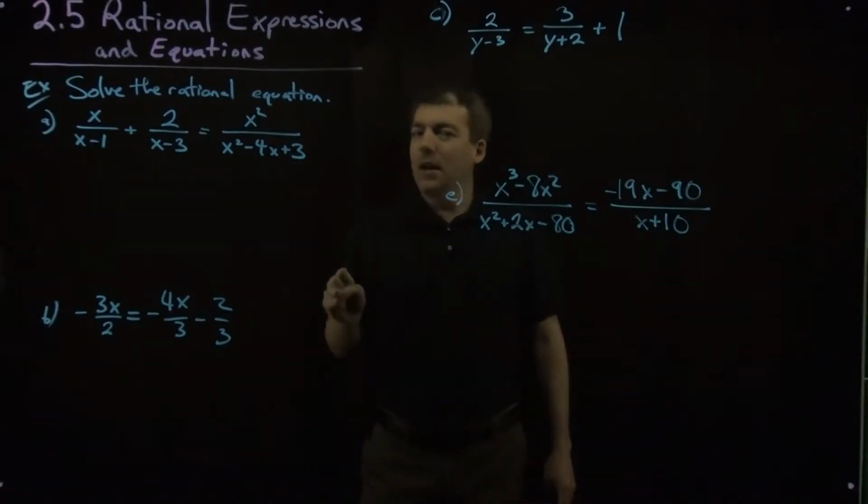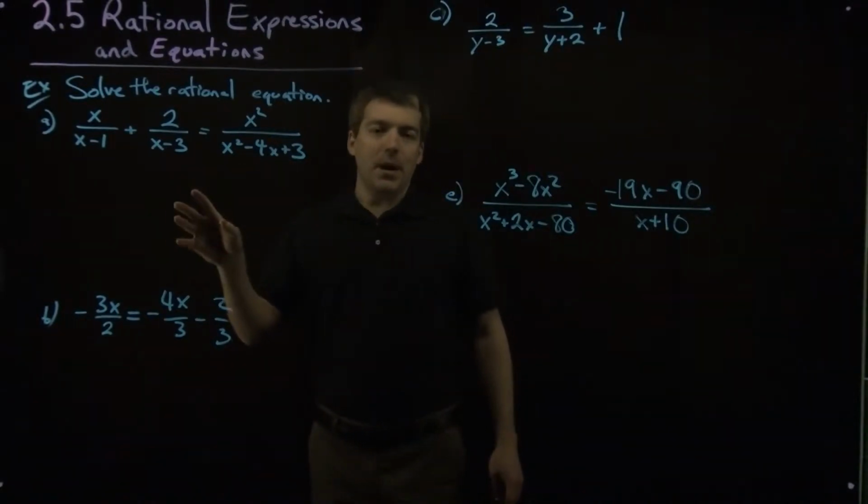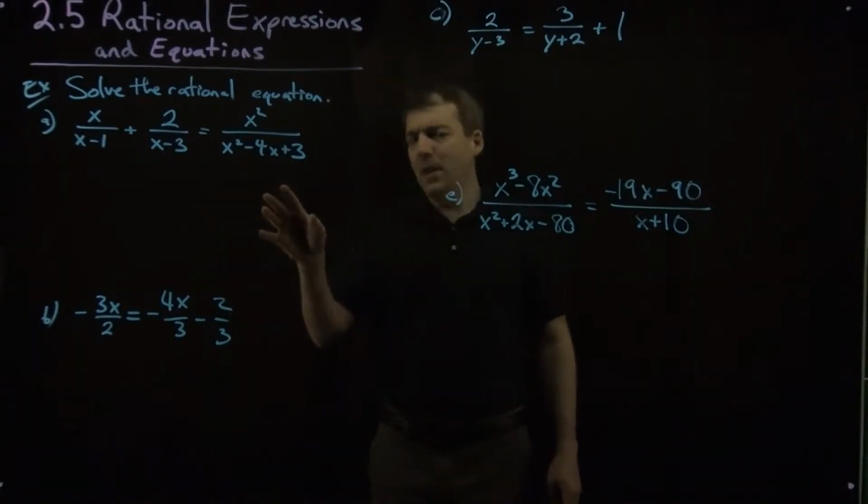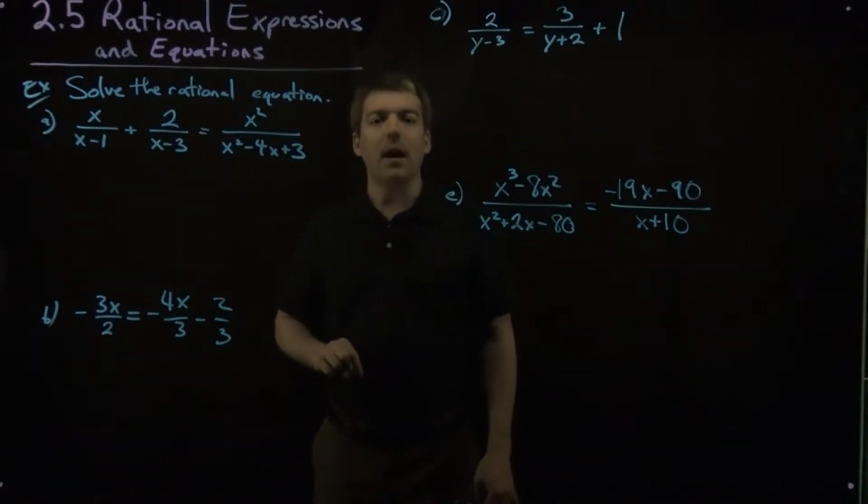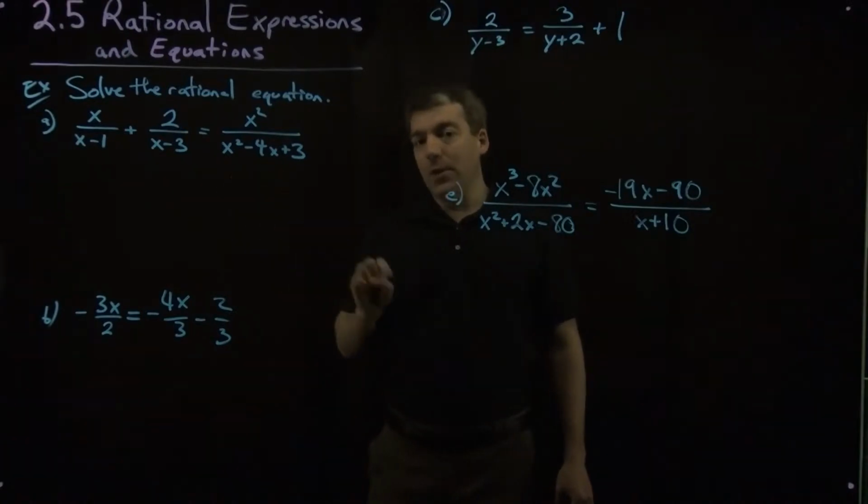So when we added and subtracted rational expressions in the previous video, we had to find a common denominator. And that meant changing the denominators of different expressions. Here we won't have to do that, but we still have to keep track of those values that have to be excluded from the denominators.